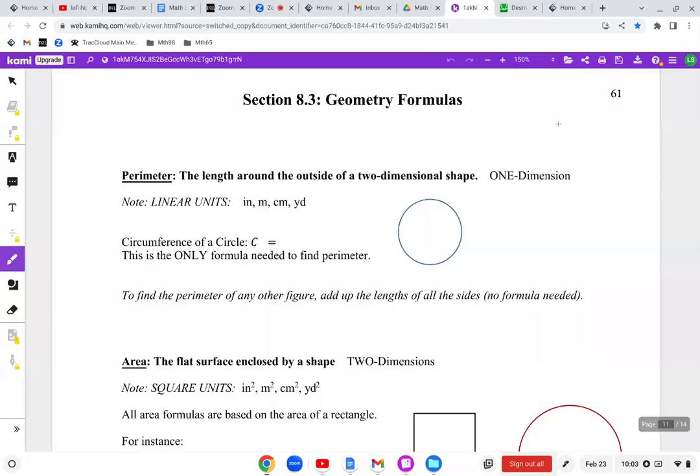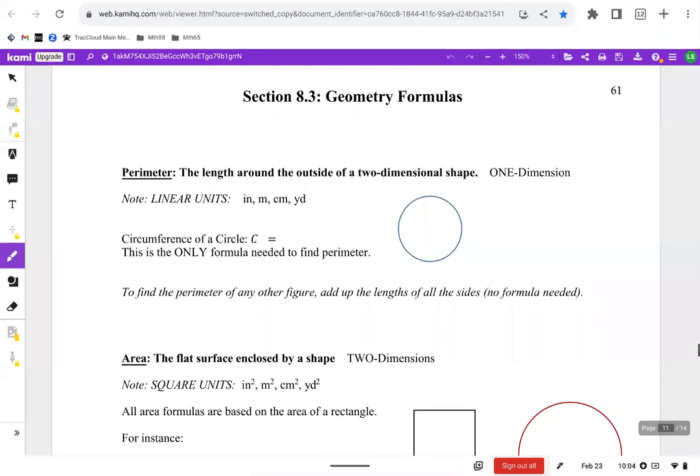All right, we are going to talk about section 8.3, geometry formulas. The geometry sections are split into two parts. This first one is an introduction to the formulas, and then in our next class, we'll do section 8.4, where we use these geometry formulas for some more extended problem solving.